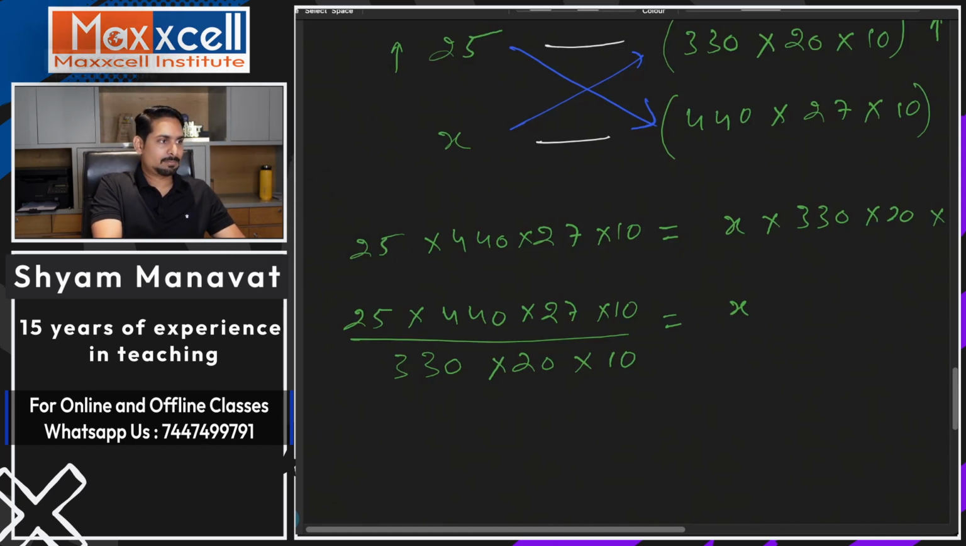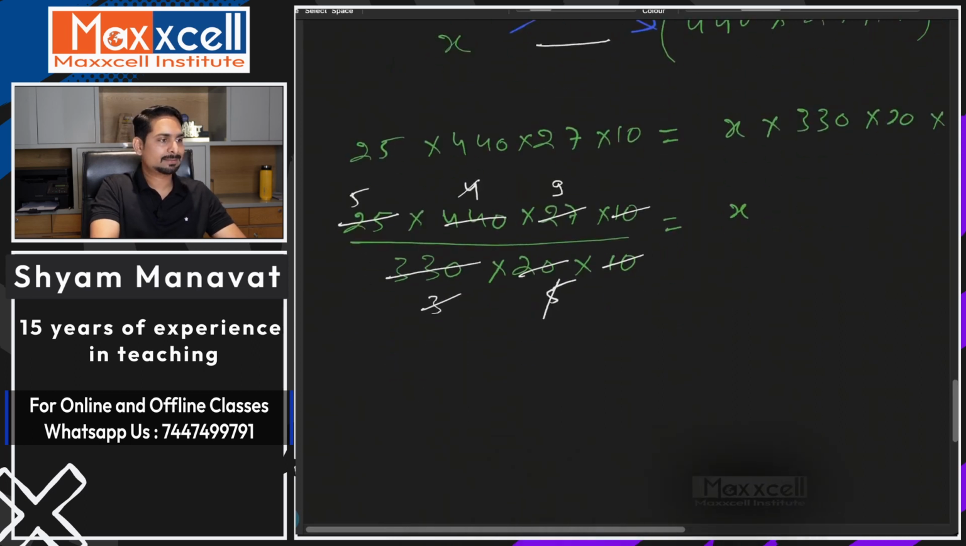Okay. Simplify. 330, 440: 11 4s are 44, 11 3s are 33. The zeros cancel. 10 and 10 cancel. 3 9s are 27. 4 5s are 20. 5 5s are 25. So what is remaining? Here X is equal to 5 into 9, which is 45.